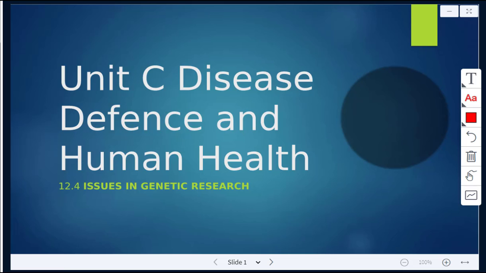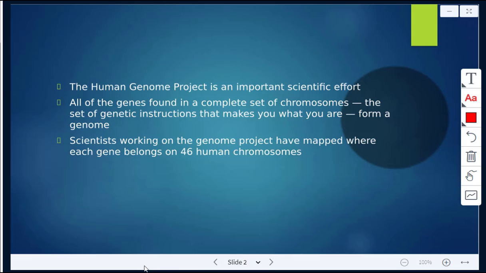All right, so next we're going to look at 12.4, which is issues in genetic research. The Human Genome Project is a very important scientific effort where all of the genes found in a complete set of chromosomes, all of the DNA, which forms a genome, are being mapped. Scientists are working on this genome project where they have mapped where each gene belongs on the 46 human chromosomes.